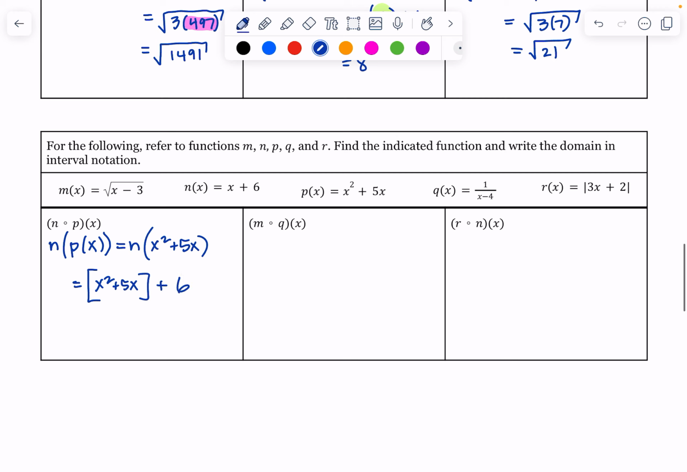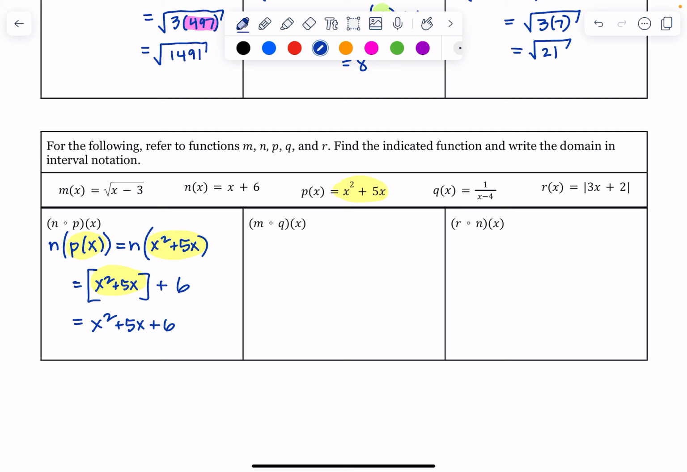So I'll use my highlighter to show you a little bit better, but I took p of x, which is this right here, and I plugged it in where the x is on n. So instead of this x right here, I plugged in p of x instead. Okay, when I simplify that, that's just going to be x squared plus 5x plus 6.